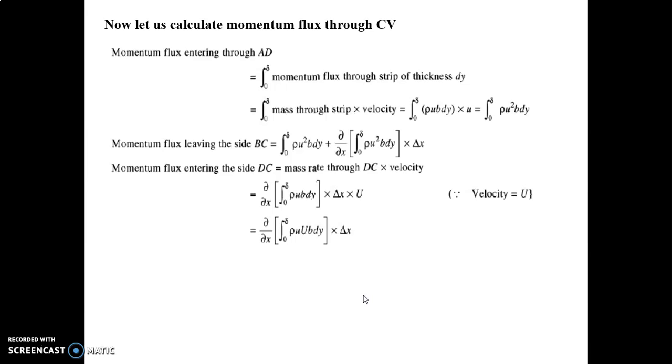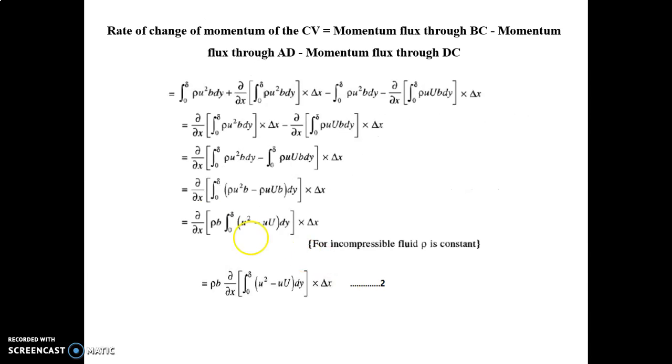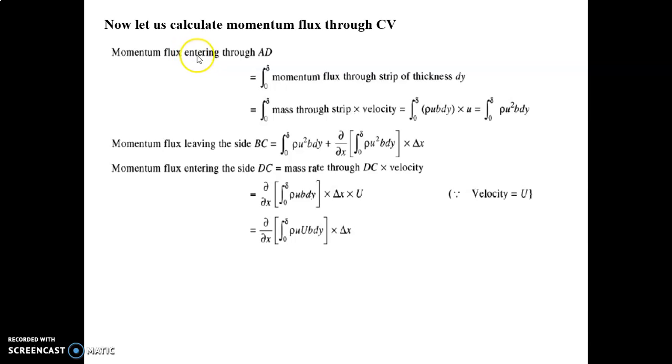Now the momentum flux through the control volume. It is similar to when I used the continuity equation: the rate of change of momentum of the control volume equals the momentum flux through BC minus the momentum flux through AD. Now for the momentum flux entering the side AD, we just have to multiply the mass flow rate with the velocity.